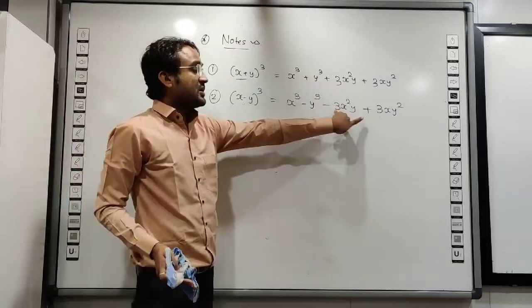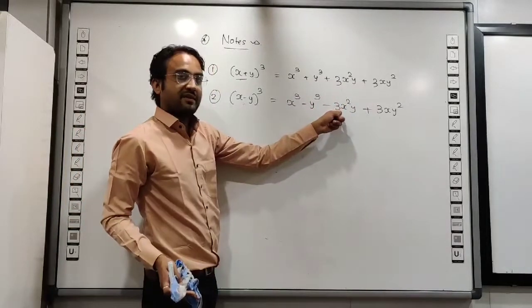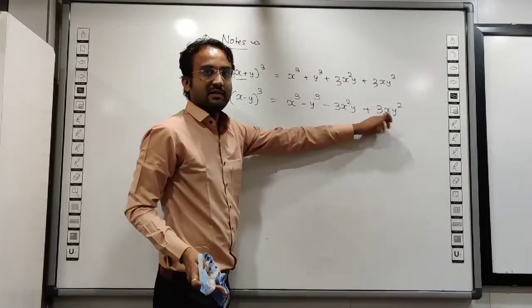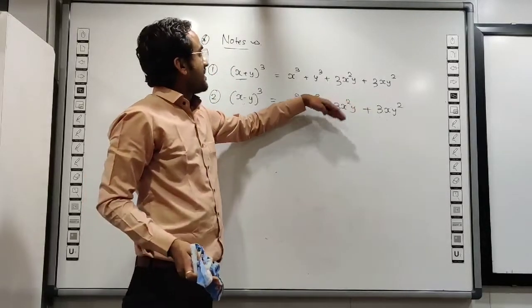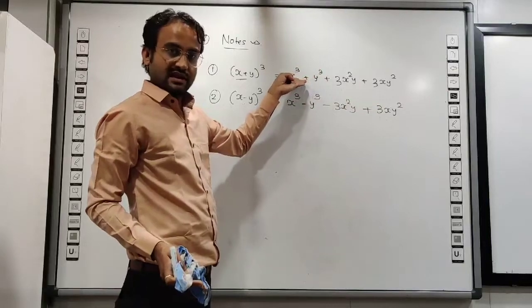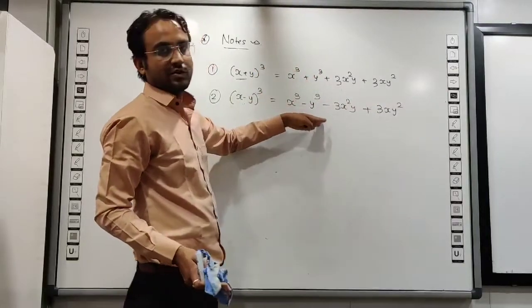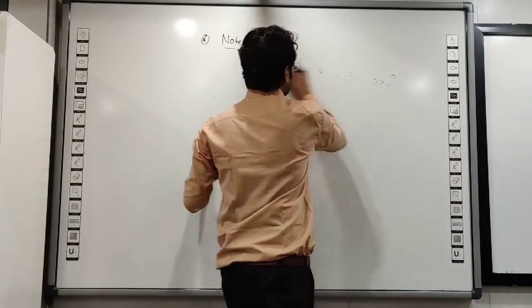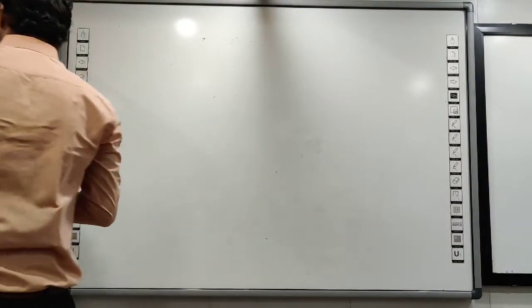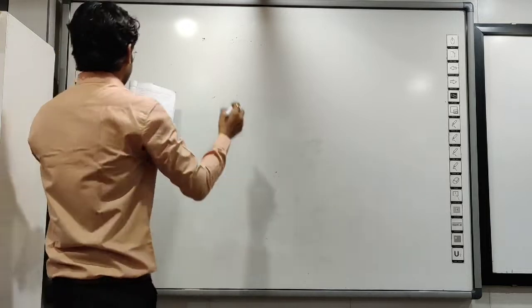But in the two middle terms, the first one will be minus and the second one will be plus. You can obtain this answer just like we obtained the earlier one. Clear? Now we will see the sums based on this identity. It is very simple and will be asked in the exam.